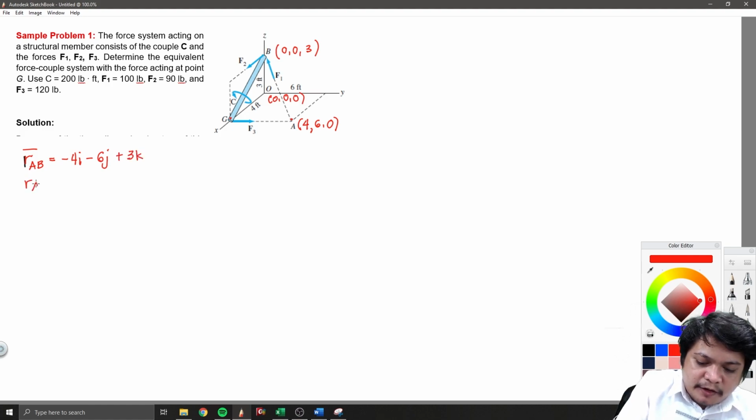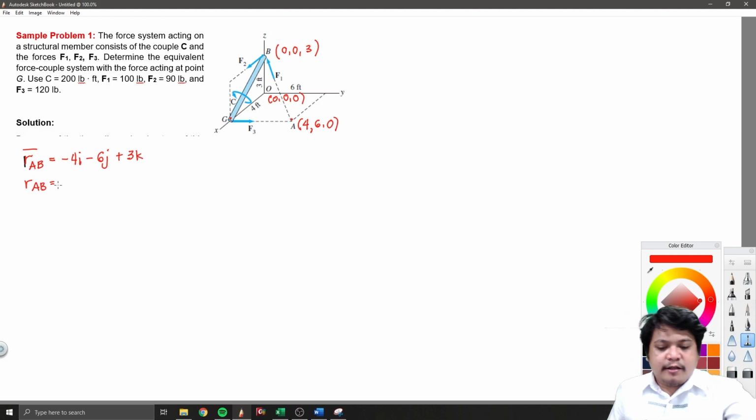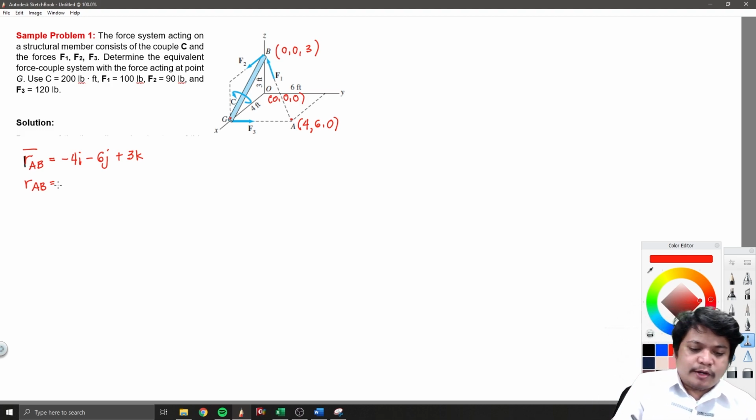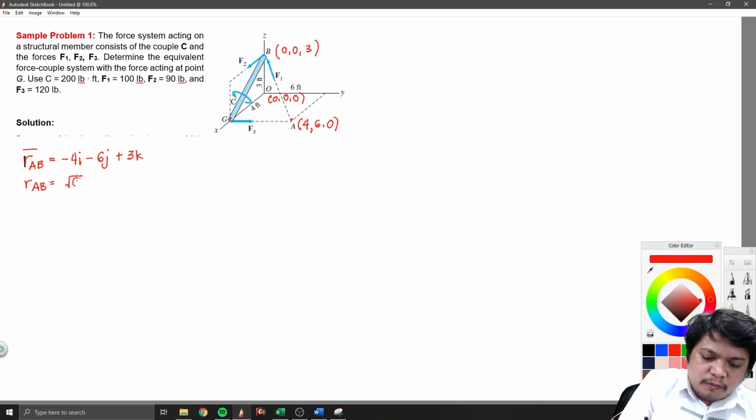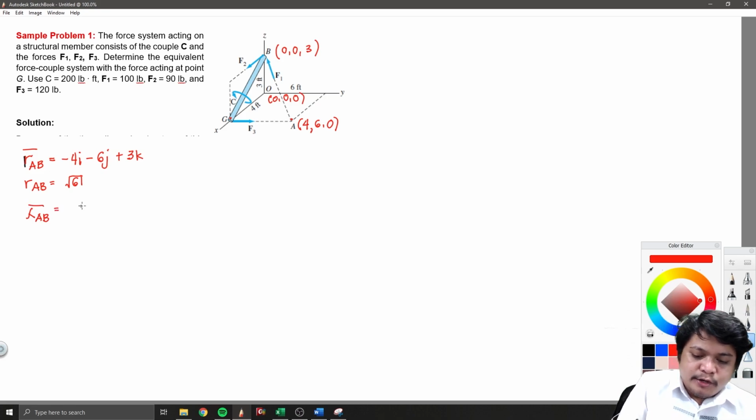Okay, so we will be having here RAB as the resultant. So that would be square root of 4 squared plus 6 squared plus 3 squared. So you have square root of 61. Okay, so para makuha ko si unit vector lambda AB, we will be having here the vector position AB all over its resultant AB. Okay, so that is negative 4 divided by square root of 61.